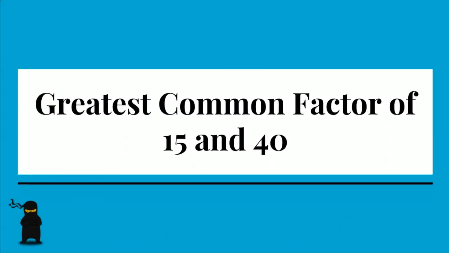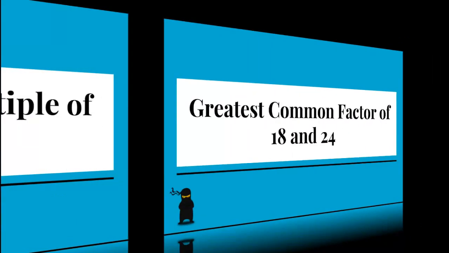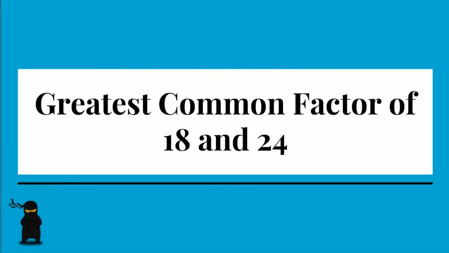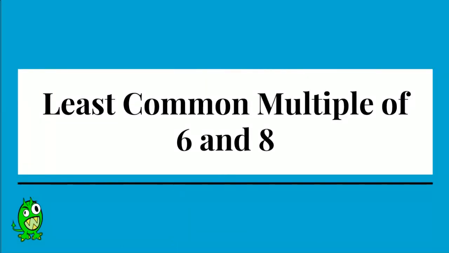Now find the greatest common factor of 15 and 40. Pause the video and try it out. Now find the least common multiple of 4 and 6. Pause the video and get to work. The factor ninja's in the corner, so remember you're finding the greatest common factor of 18 and 24 this time. Now find the least common multiple of 6 and 8.